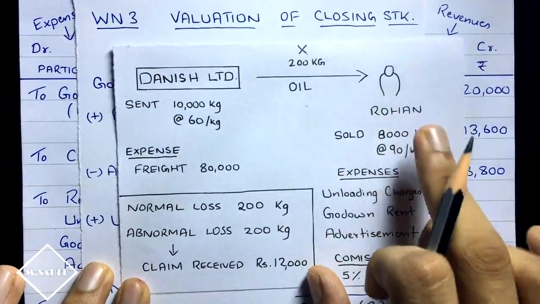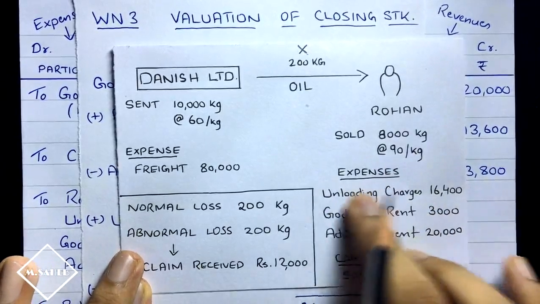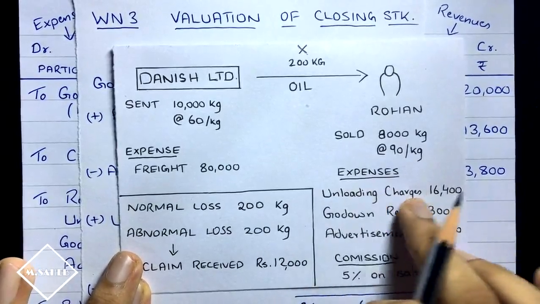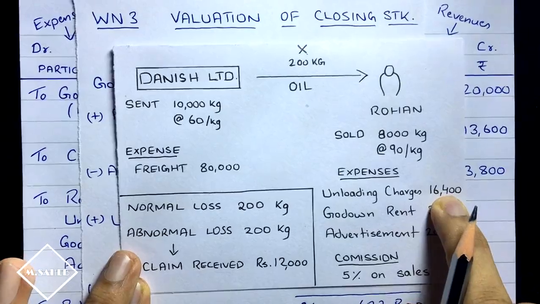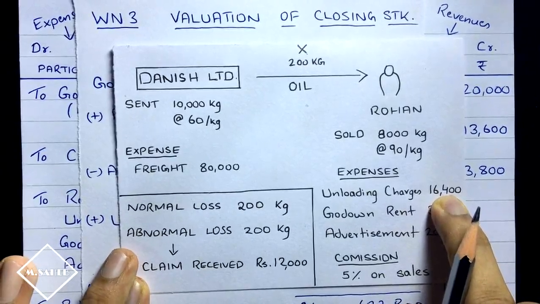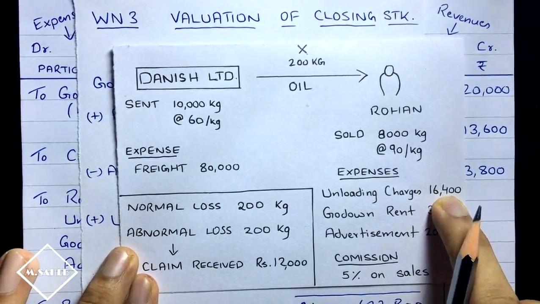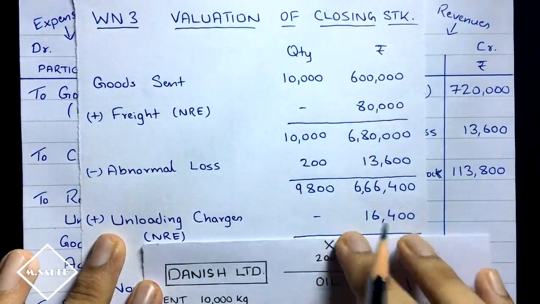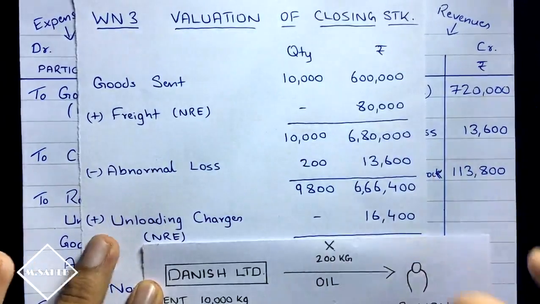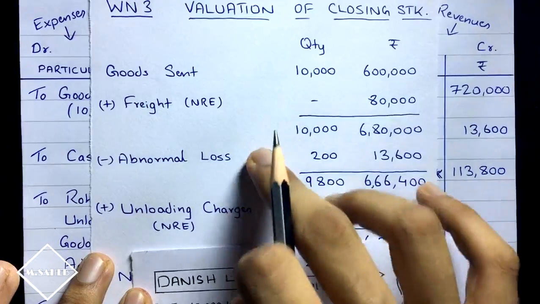Rohan received the consignment, and he immediately incurred another non-recurring expense, unloading charges of 16,400. So here also you have to consider these unloading charges, okay. In the abnormal loss valuation we didn't consider this, but here you have to. Unloading charges of 16,400 are a non-recurring expense, and due to this expense the cost will increase, so you have to add it, but after the abnormal loss, okay.